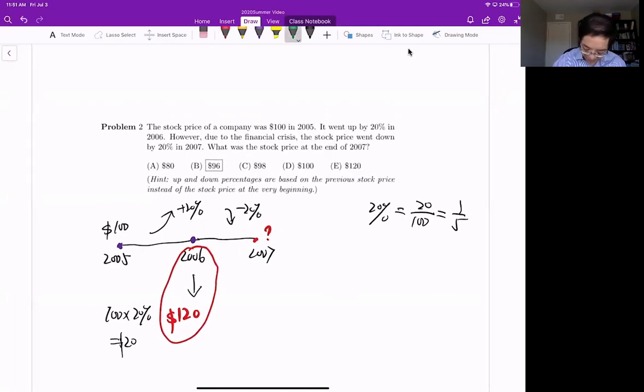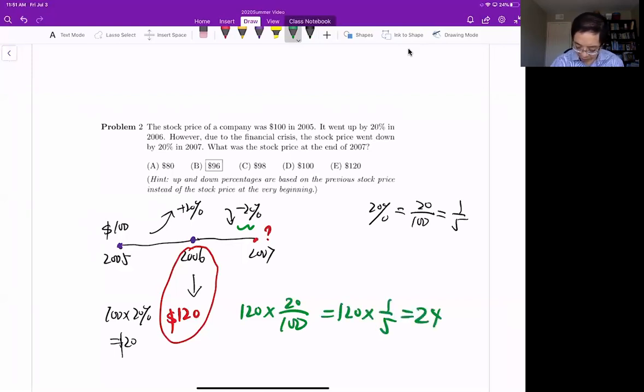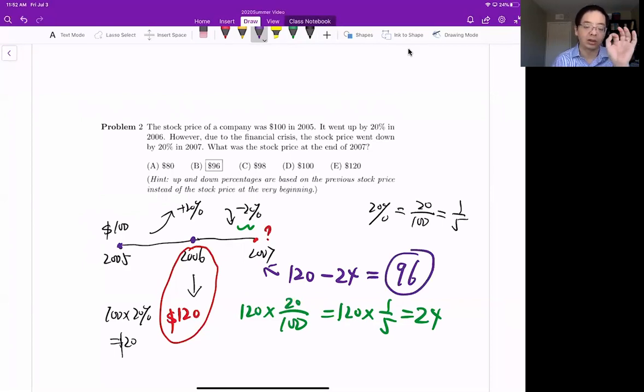And then it went down by 20%. So let's calculate 20% of $120. This is 120 times 1/5, which equals 24. So here we should subtract: 120 minus 24, because 20% of 120 is 24. Then we get $96. So this is the final answer. You see it's not 100, it's less than 100.